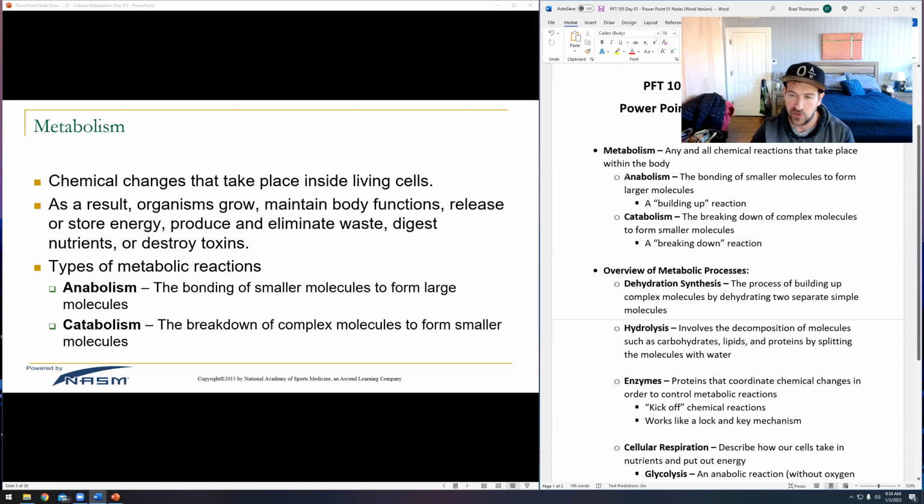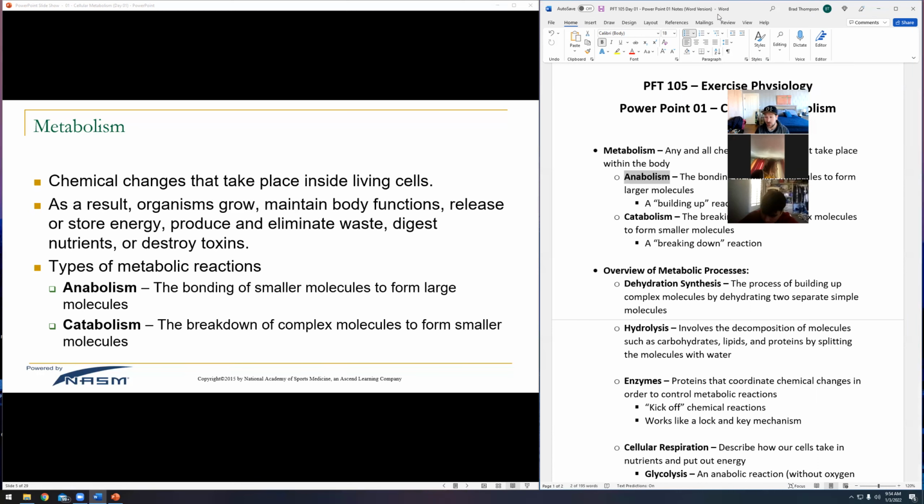So first one is what we call anabolism. You might have heard of the term anabolic, right? You'll hear bodybuilders say this all the time. They're like, you got to stay anabolic. And what they mean by that is like, you got to eat.